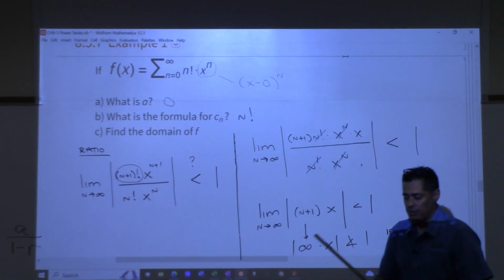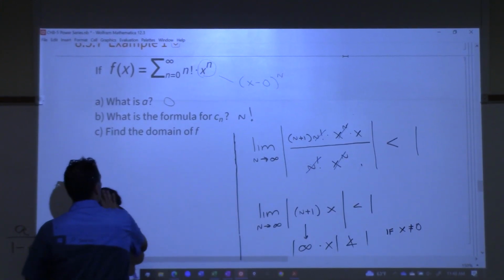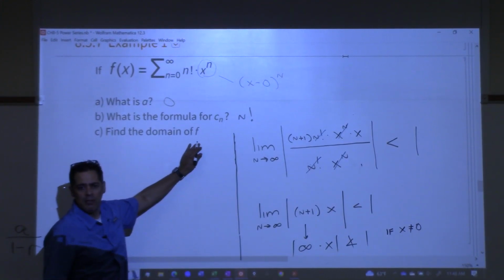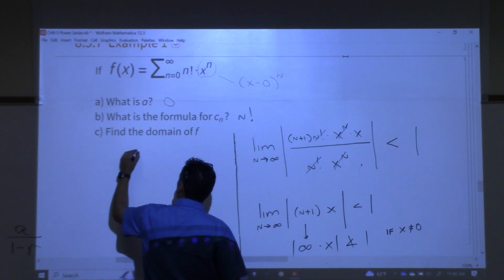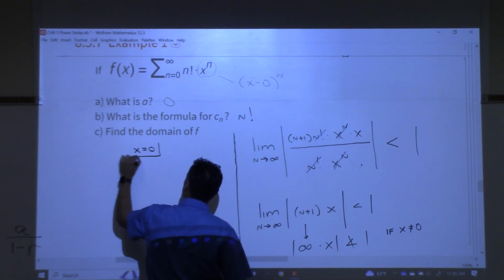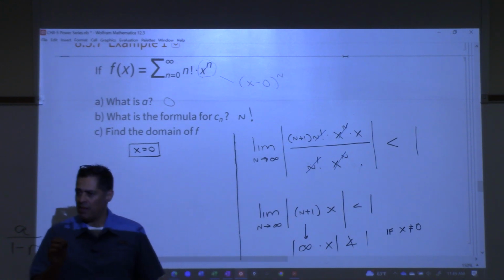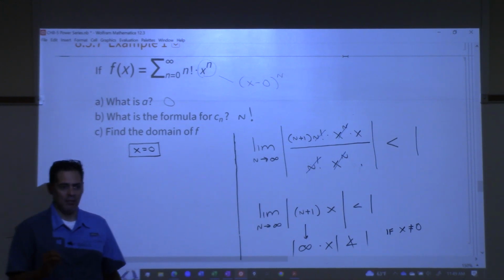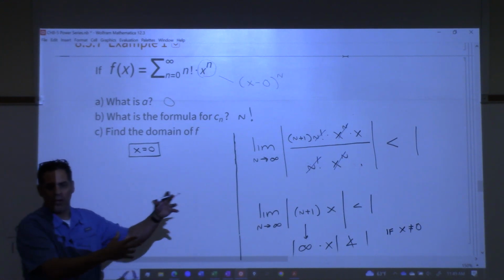So that means, let's draw our conclusion. What's the domain of this function? For what values of x does it converge? 0, that's it. Otherwise, it diverges. So the domain of this is just, let's just say x is 0. Yeah. That's it. It's a boring function. It is a function that is only defined at one point, and that's 0. That's it. Boring. First example is just to show you what we're going to do.